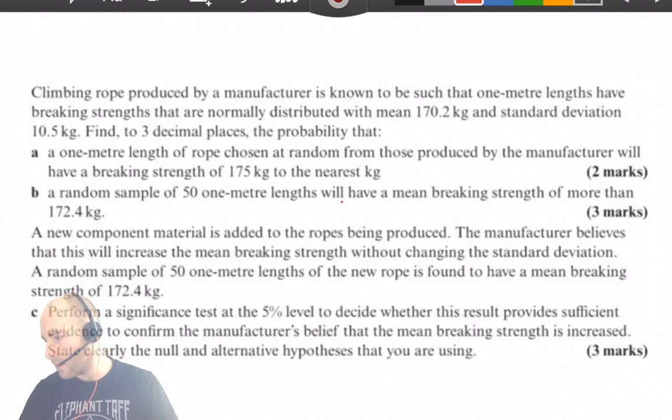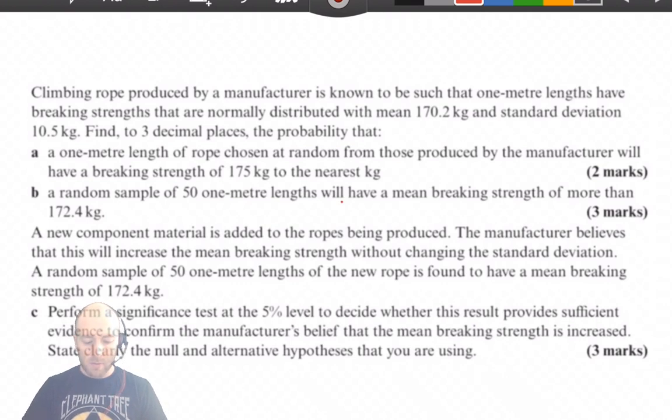So we're looking at the means. We're not doing a hypothesis test yet, but we are looking at the sample means. And then part C is our hypothesis test. So then we're changing the ropes. We want to test if the mean breaking strength is greater than what we had originally. So if you copy that down, start it today, but we won't go through it till Friday.